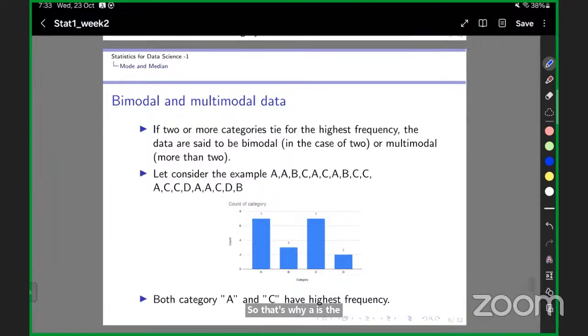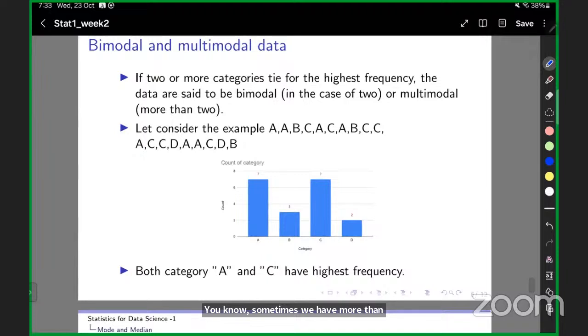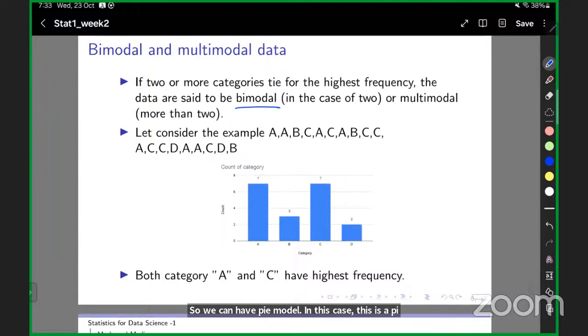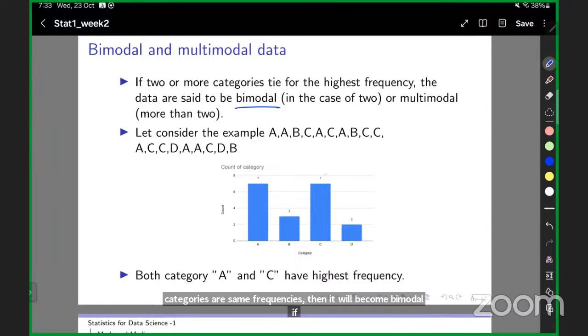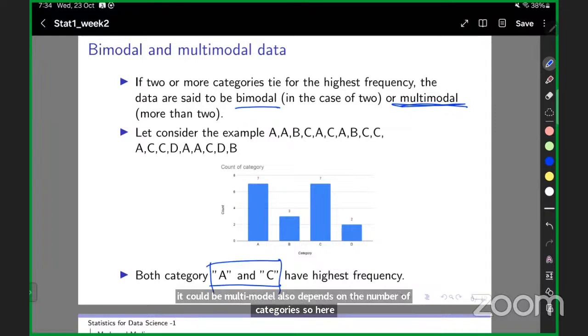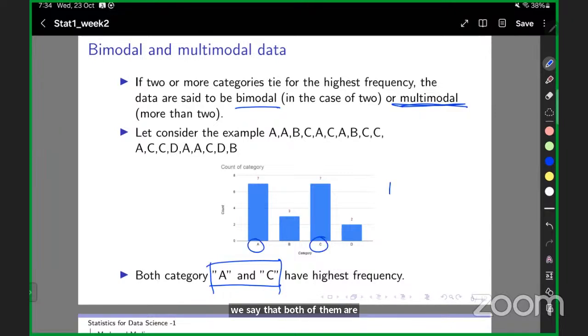It could be possible that sometimes more than one category appears with the same frequency. So we can have bimodal. In this case, two categories have the same frequency, so it becomes bimodal. If multiple categories have the same frequency, then it becomes multimodal. There could be another bar which also has seven. Since we have 4 categories only, and only 2 have the same frequency, it is bimodal, but it could be multimodal also, depending on the number of categories. When we have bimodal, both of them are modes. In this case, A and C both are modes.